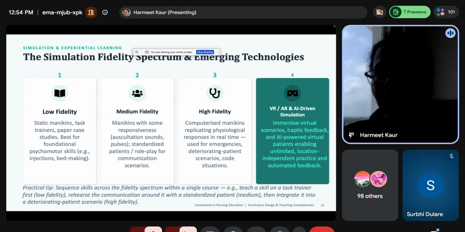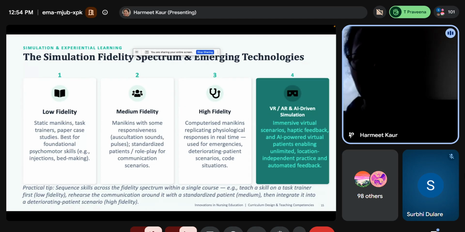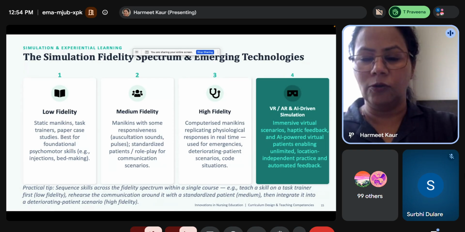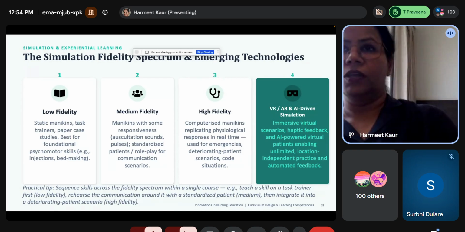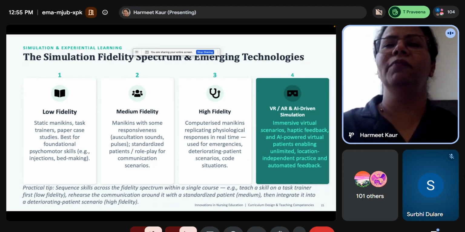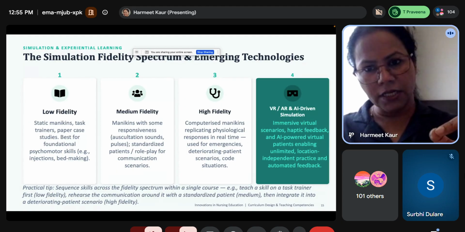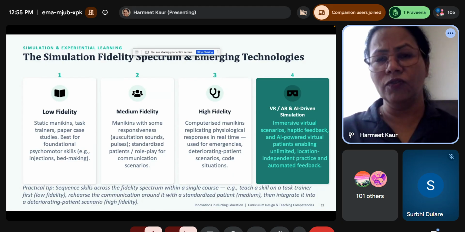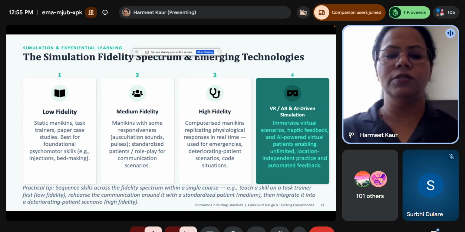And nowadays, the fourth thing is VR, AR and AI driven simulation. Nowadays, there are virtual scenarios where you can virtually see a patient, that patient's condition deteriorates, the patient's condition is different, and then the student has to follow some procedures. And then it gives automated feedback, that you have done these steps right, but this step should have been followed by this step which you have missed. So that feedback actually helps the student.